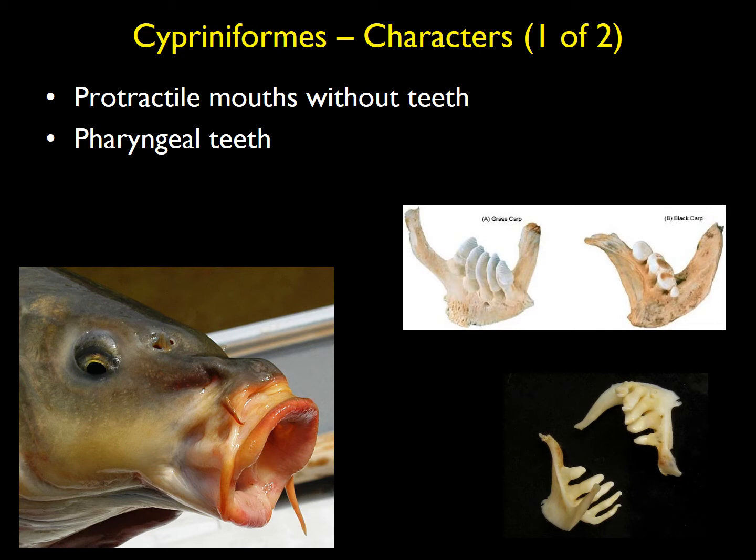So in the image there of the grass carp and black carp pharyngeal teeth, black carp feed on mollusks. They use those teeth to break down the shells. Grass carp, of course, feed on vascular plants, and so they need those teeth to break down the cell walls of those pretty rough plants.